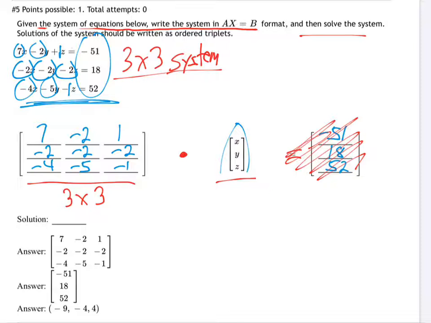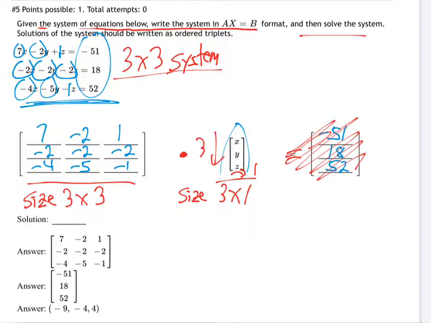None of this is necessary. I'm just going to show you why this is true. This is a 3 by 3. This is a 3 by 1. Remember, you go down first and then across. That's a 3 by 1. The order matters. Down first. So the size of this matrix is 3 by 3, and the size of this matrix is 3 by 1.